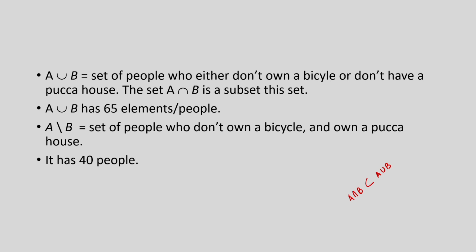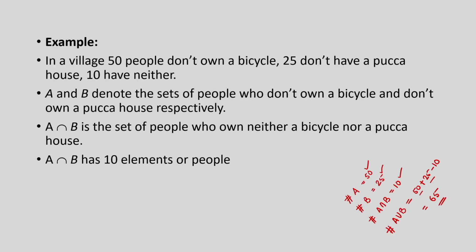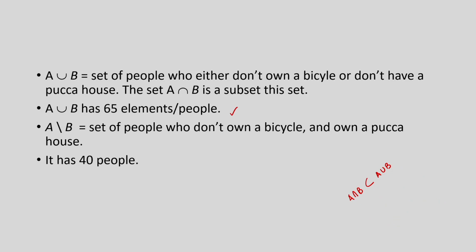Okay, so that has been done. Now A minus B: the set of people who do not own a bicycle and own a pakka house. There are some people who do not have a bicycle, so they belong to A. At the same time, they have a pakka house, that means they do not belong to B. If you belong to B, you do not have a pakka house. So, if you do not belong to B, you have a pakka house. Who are these people who do not have a bicycle but have a pakka house? How do I find that number?